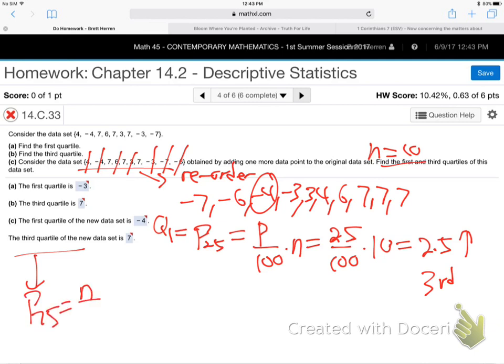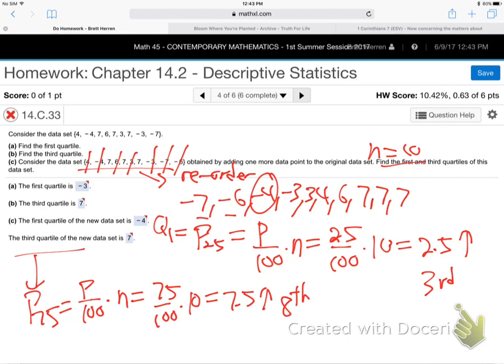P75, that's P over 100, not N over 100, I keep doing N, huh? P over 100 times N, so 75 over 100 times N, 10 numbers. What's that, 7.5? Yeah. Round it up, 8, but not 8, 8th. The 8th number. 1, 2, 3, 4, 5, 6, 7, 8. It's a 7 again.